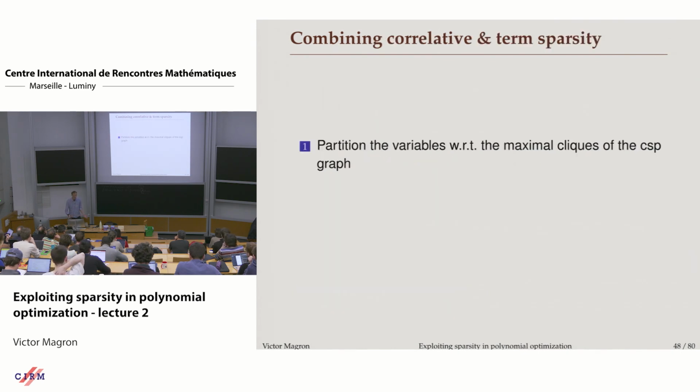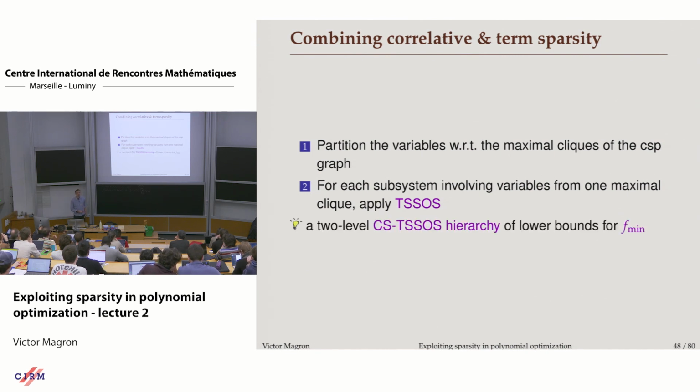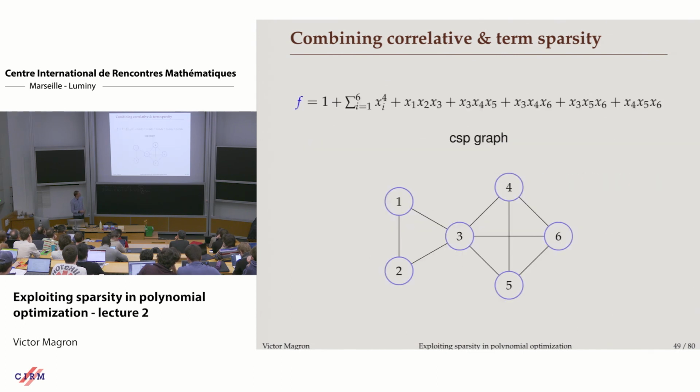Okay, and then of course you can do the combo. So you can first apply these correlative sparsity techniques, and then apply term sparsity techniques. So first you partition the variables with the techniques from yesterday, and then on each block you apply these term sparsity techniques. And then again you get a two-level hierarchy. And now I'm going to show you a lot of graphs, just to give you insights of what's happening when you do either correlative or term sparsity or the combo.